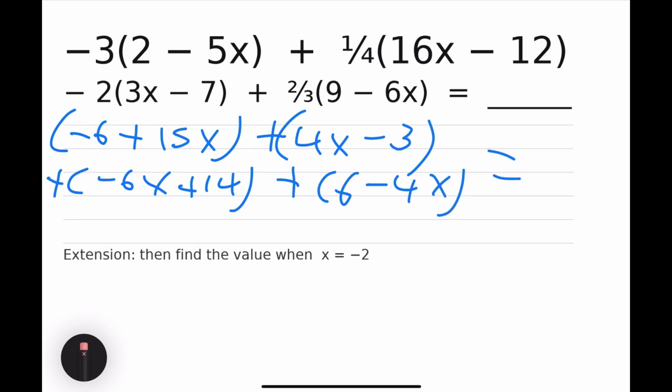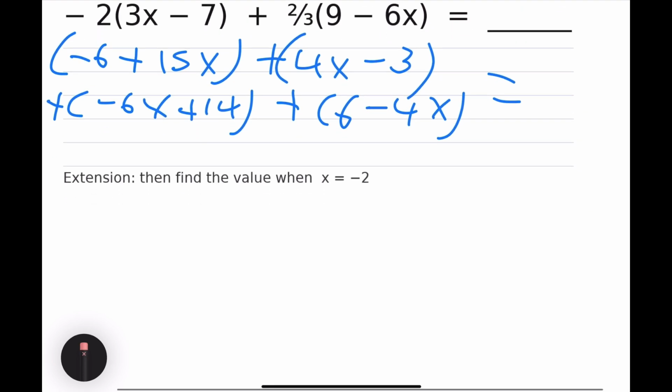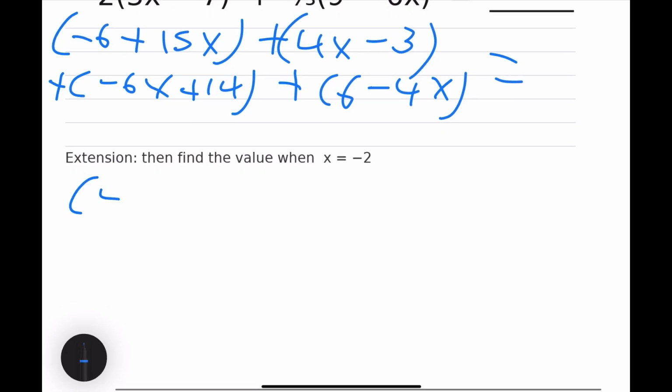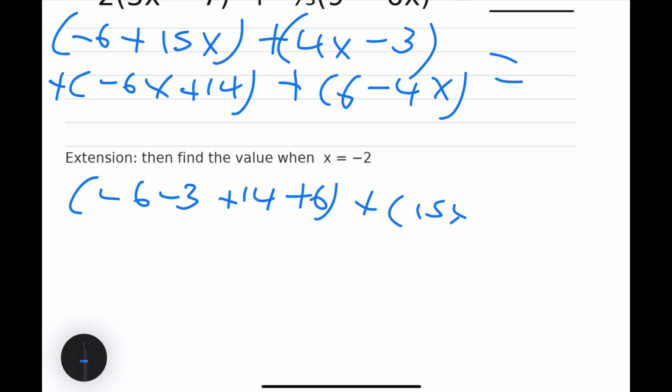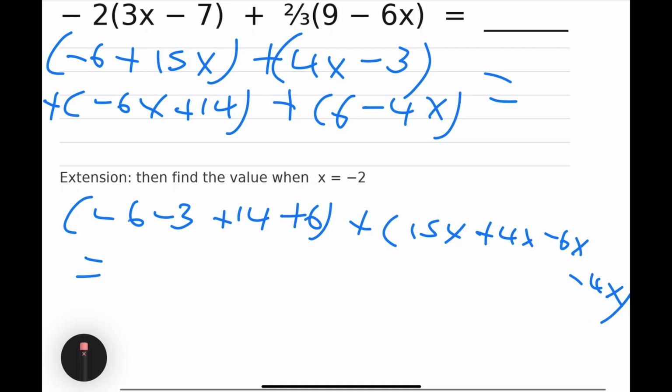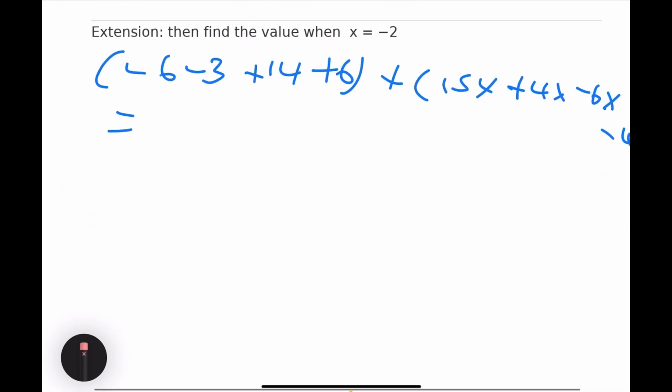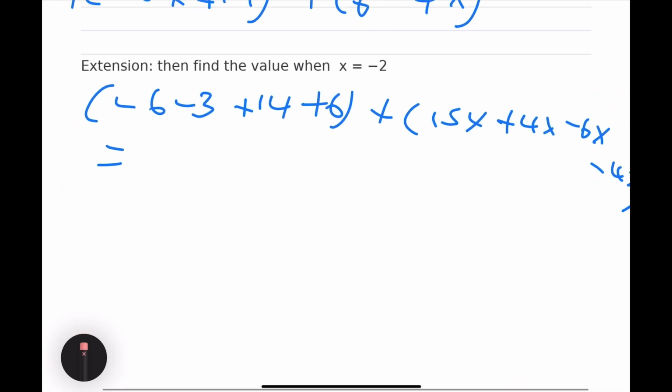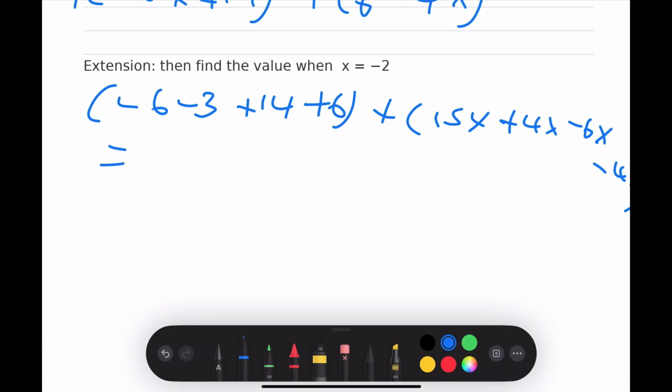So now we have expanded the brackets, we can simplify it by collecting the like terms. So if we collect the integers, that'd be minus 6 minus 3 plus 14 plus 6. And then we can collect the x's, so that'd be 15x plus 4x minus 6x minus 4x. So now we can simplify it. So minus 6 minus 3 would be minus 9. Minus 9 plus 14, that would be positive 5, as we're doing 14 minus 9. And then 5 add 6, that would be 11.